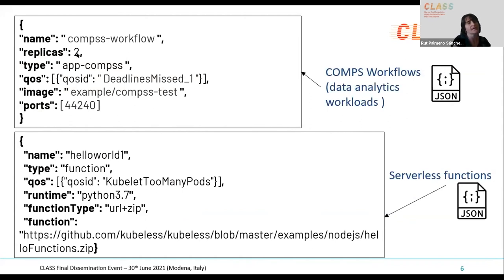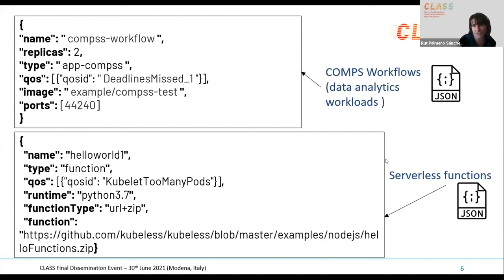Initially, two replicas need to be created. Later on, my colleague will define what is comms, and then the terms of replicas, which we can consider right now as workers or pods or elements that run in parallel. It also defines in the JSON what is the type of application that needs to be developed and the quality of service level.